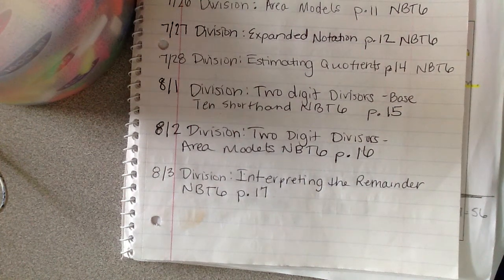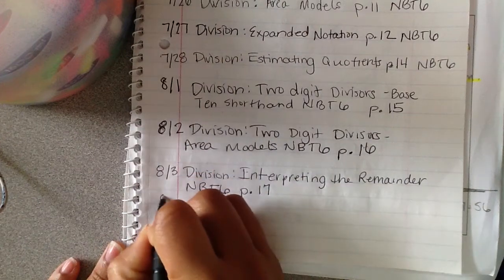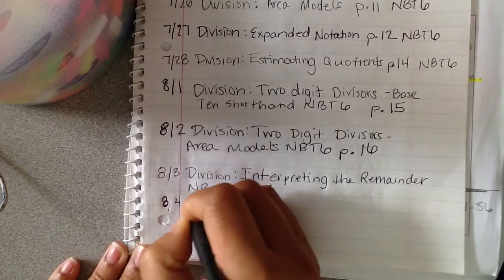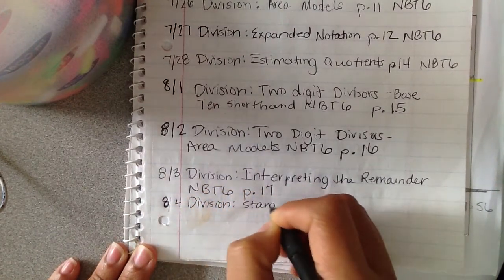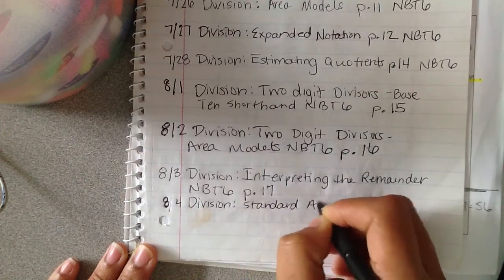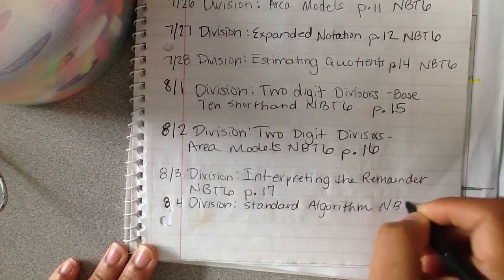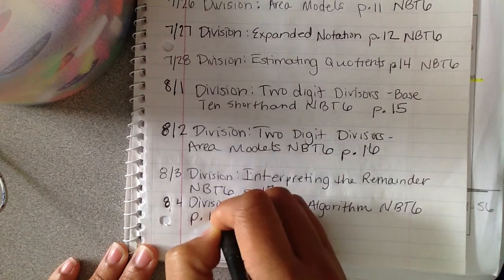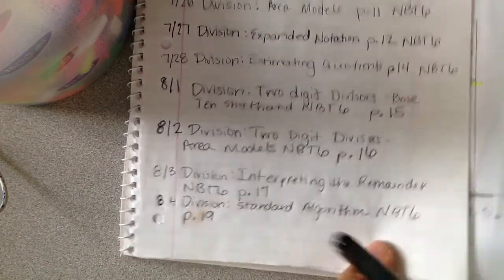So today we're going to talk about the standard algorithm for division. I'm going to add in the date. Today is the 4th. Okay, and that's MBT 6. And this is going to be page 19, excuse me, for me. Alright, go ahead and turn to that page.